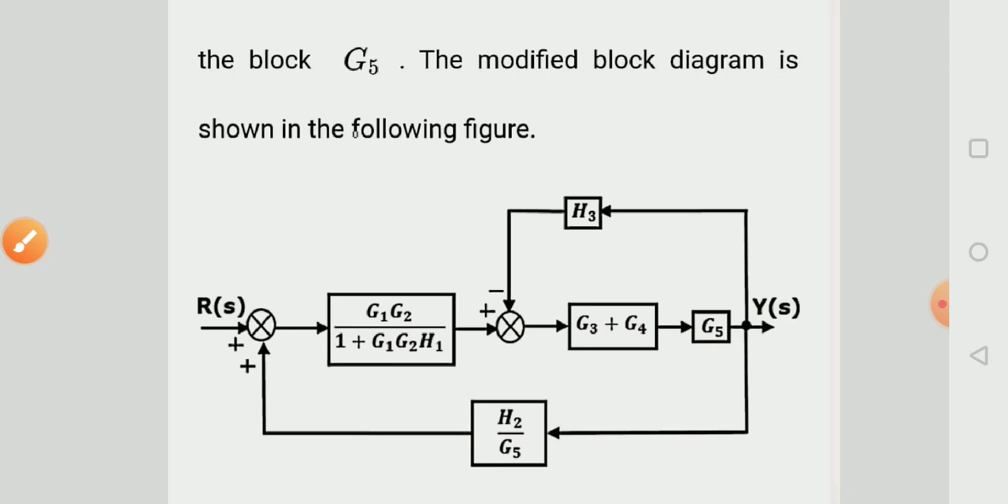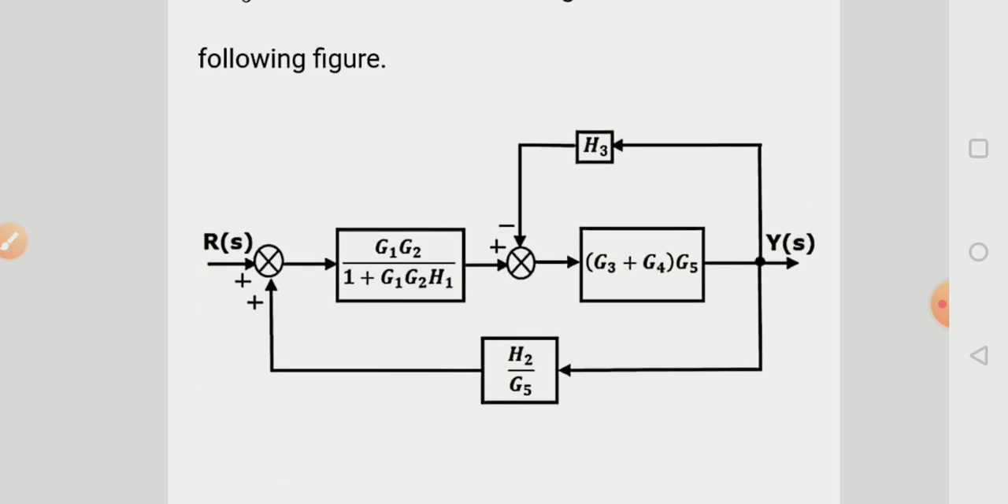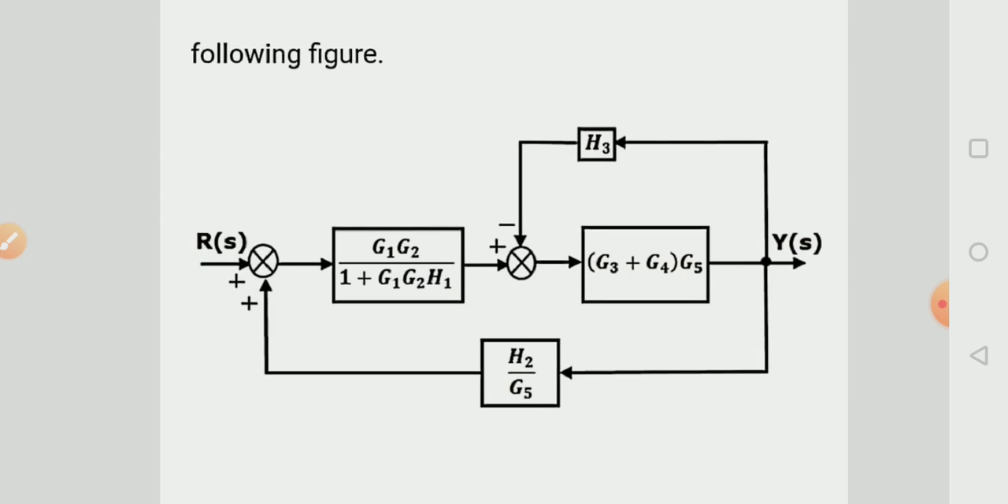Now we can see here again these blocks are in series, so we will multiply both the gains of these blocks. After that our block diagram becomes like this.